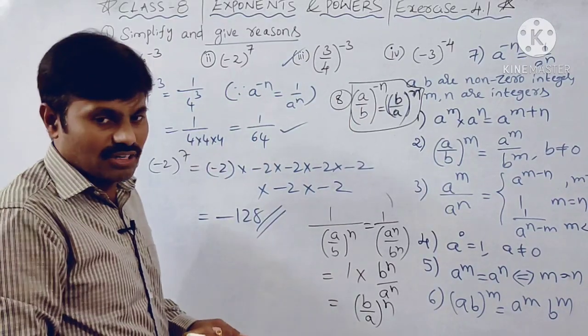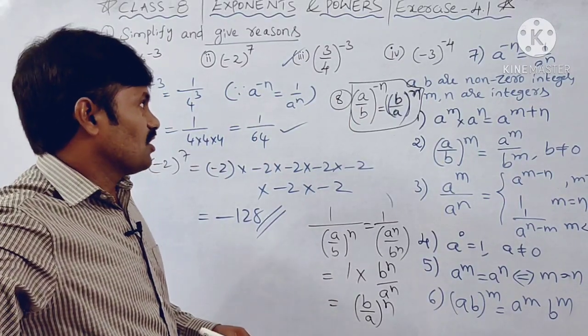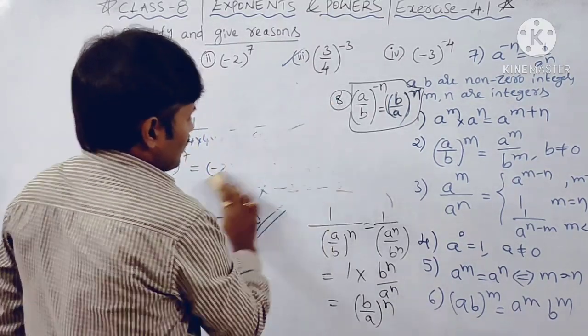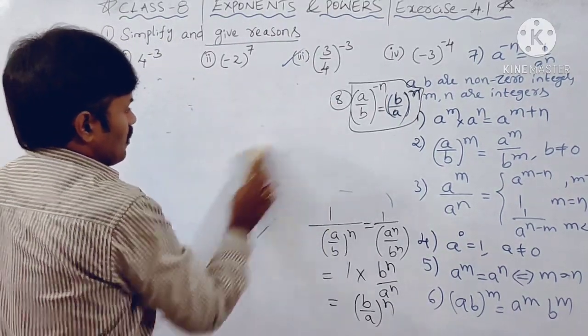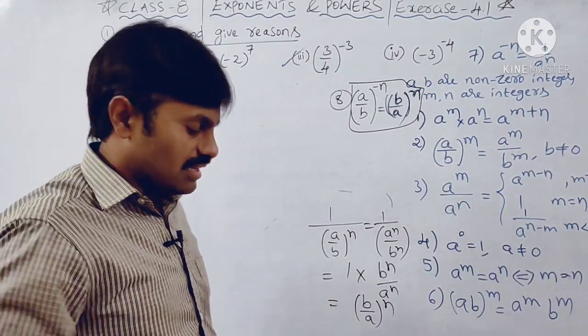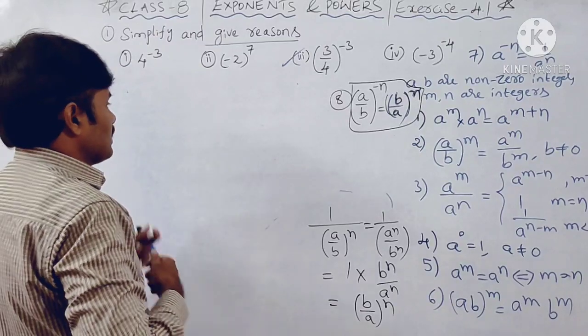Now the third one is, so I am erasing this. What is the third one? 3 by 4 whole to the power of minus 3.